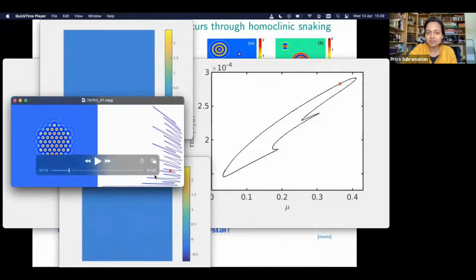By the way, this kind of movie shows solution branches and not time. So this is not an evolution in time. I mean, none of the movies... okay, this movie is definitely not an evolution in time. The next two movies I'll show you would be evolutions in time.